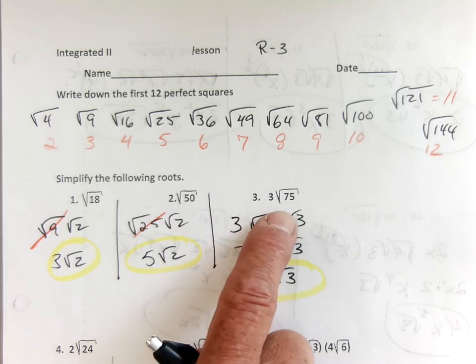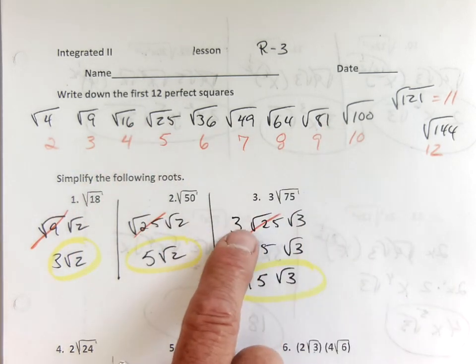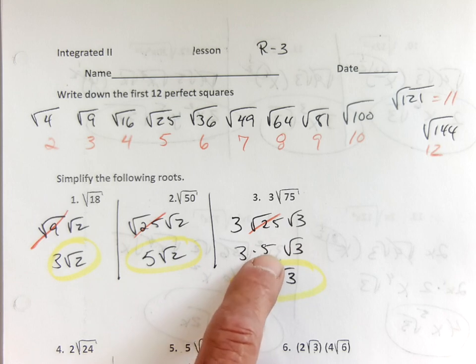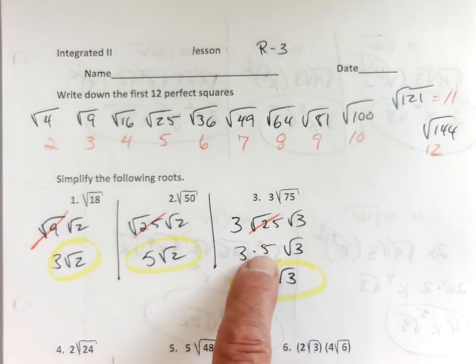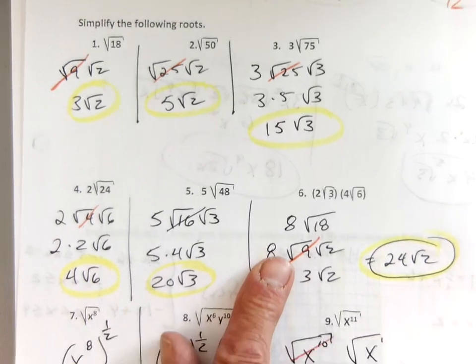Okay, but then I broke down the 75. 25 times 3, because I want to use one of these numbers. Square root of 25 is 5. Now this is a whole number. Multiply the 2 whole numbers to get 15. Square root of 3, just leave square root of 3 because that's just not a nice number. It's an irrational number.